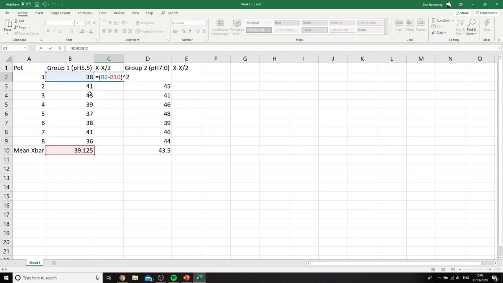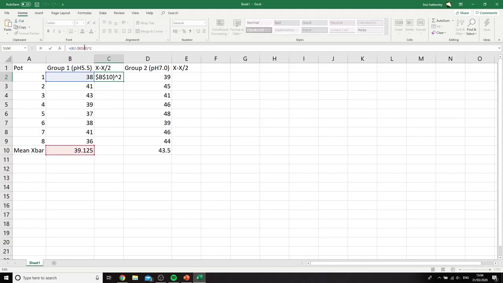Now, to make it easier for yourself, before the B of the B10, put a dollar sign and put one there as well between the B and the 10. Now that means you are telling the spreadsheet to stay on this cell. Okay, so you're going to press enter.